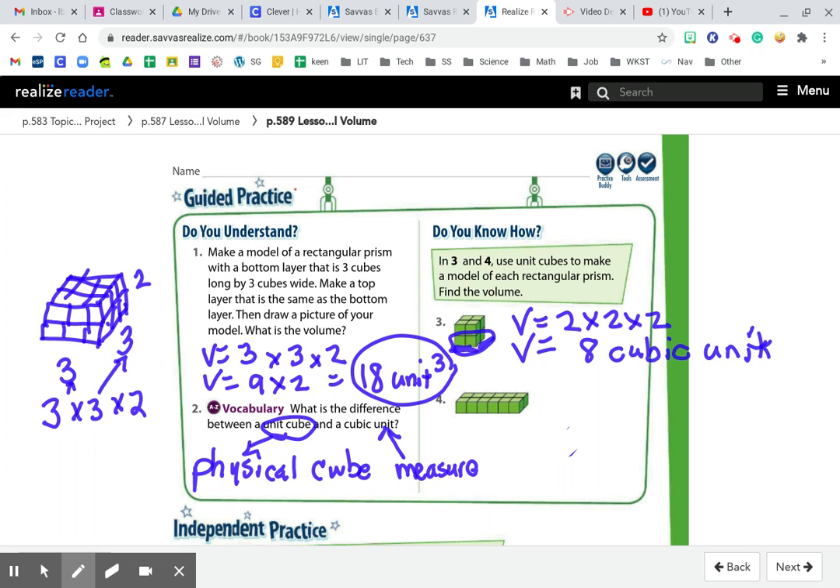And for number 4, we're going to count our length, 1, 2, 3, 4, 5, 6. Our width is 2 and our height is 1. So our volume is going to be 12 times 1. So our volume is 12 cubic units.